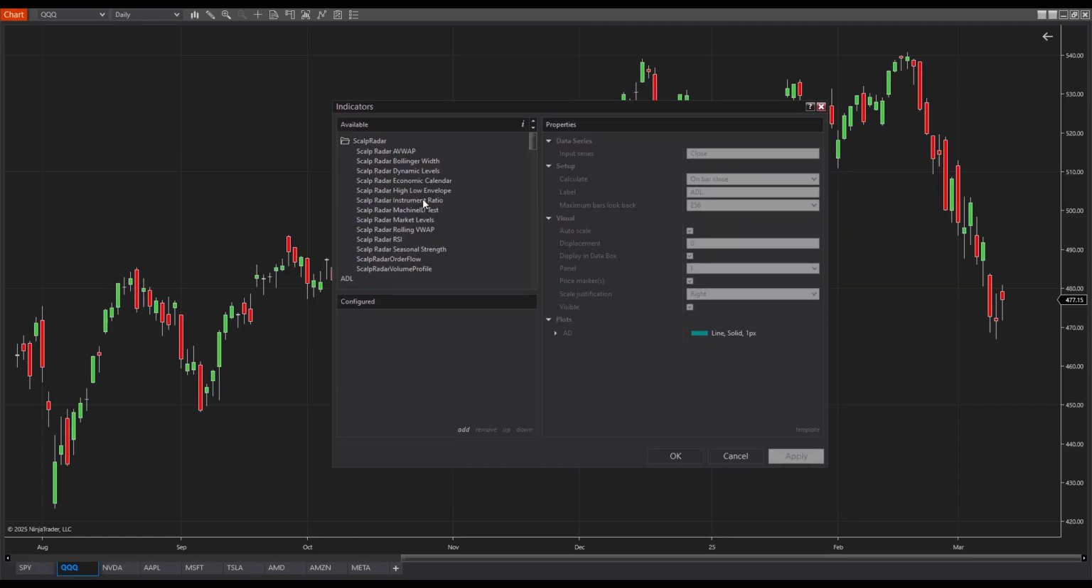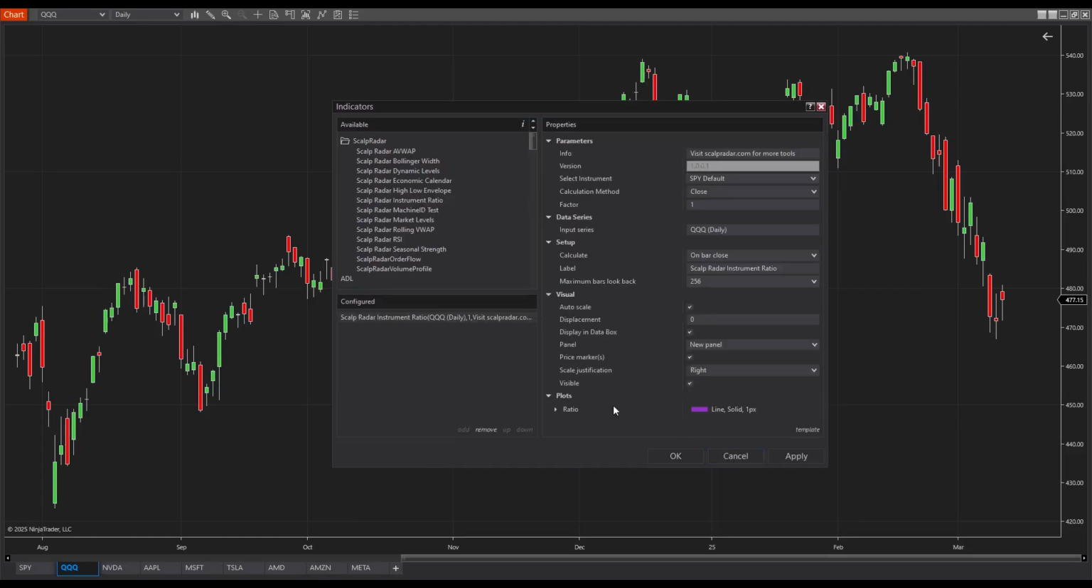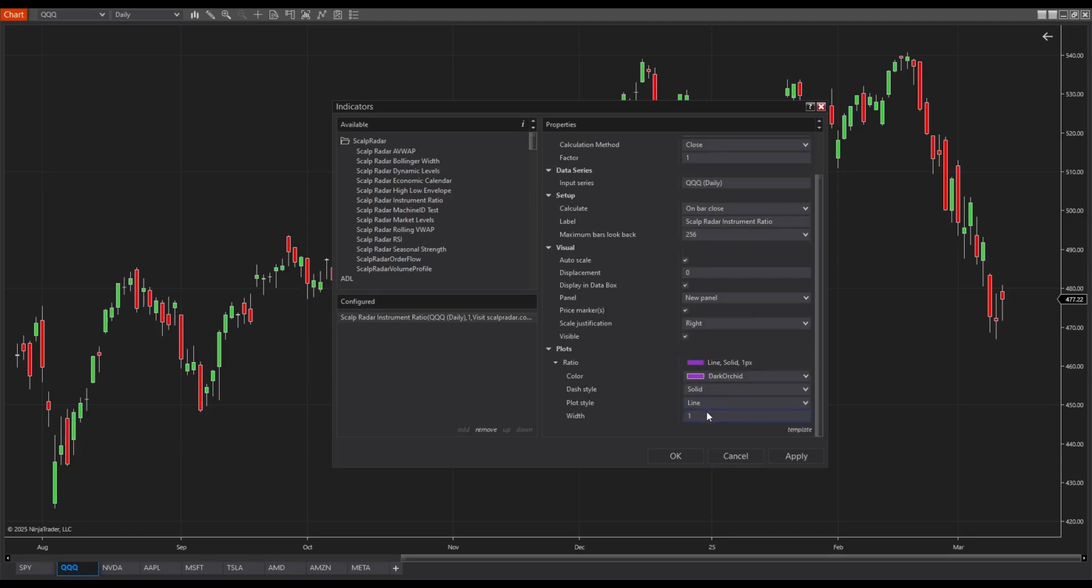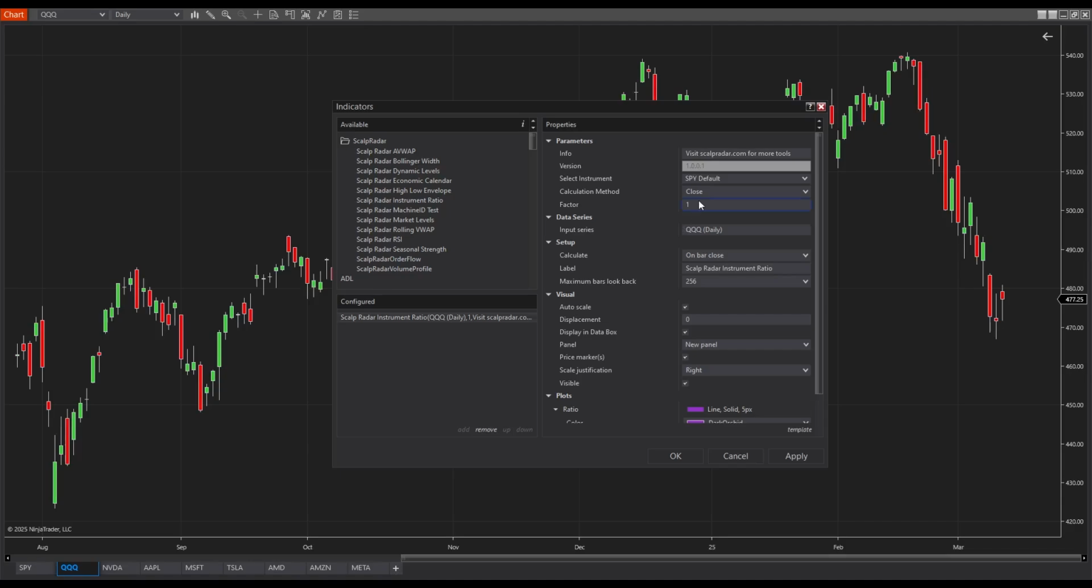So let's head over to the indicator button and go to Scalp Radar. And if we look for the instrument ratio, we'll select that and we'll configure it here. I'll just increase the plot width so that it shows a little better. And the first parameter I'll change here is the instrument. So this is the second instrument that you want to compare against. So we'll type in XLP, which is consumer staples, and we'll hit OK.